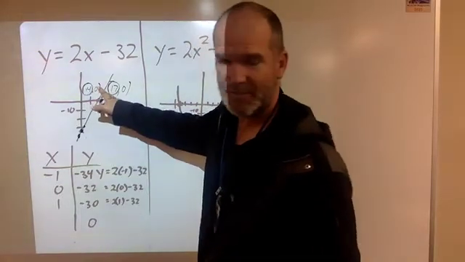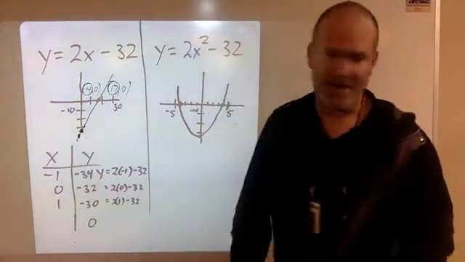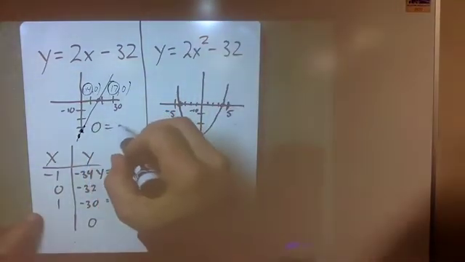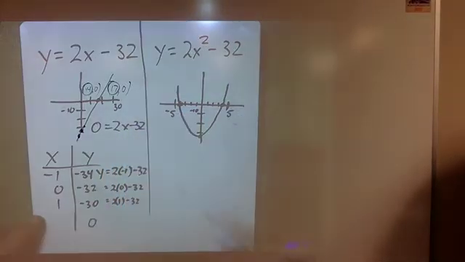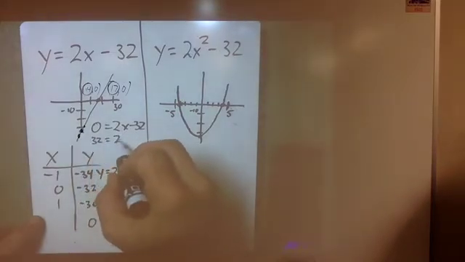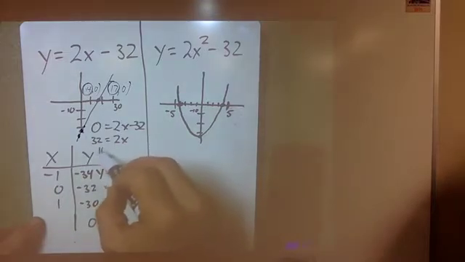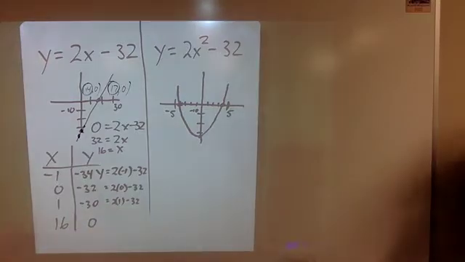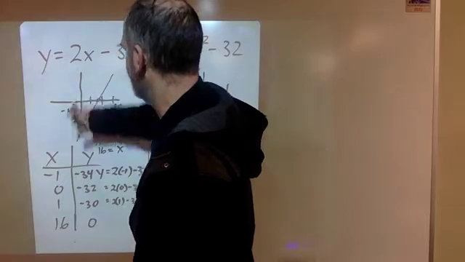Particularly the y half, when y is 0. So you plug in a 0 for y, and you get 0 is equal to 2x minus 32. And how do you solve for x now? You add 32 to the other side, so you get 32 is equal to 2x. And now you just divide by 2. 32 divided by 2 is 16. So when y is 0, x is 16, and that is our x-intercept.